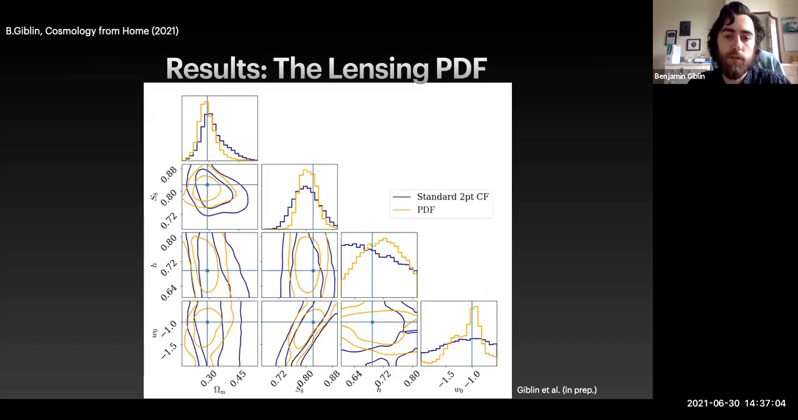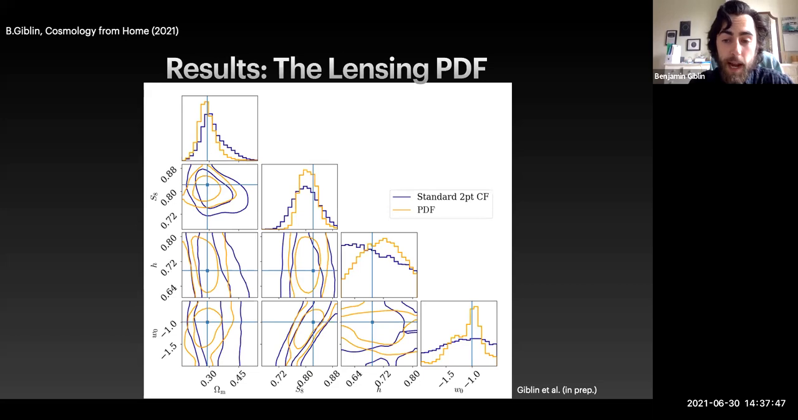First of all, let's look at results for the lensing PDF. Here you can see the constraints on the 4 cosmological parameters that vary in the simulations. In orange, you can see the constraints from the PDF, and in blue are the constraints from the standard analysis using the 2-point shear correlation function. Also shown in light blue by the crosshairs is the ground truth cosmology of the mock data vector. So you can see both statistics obtain unbiased results, as you would expect.